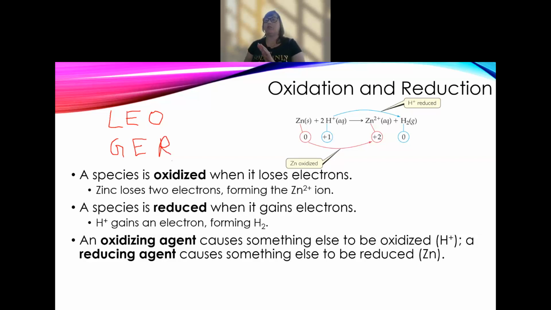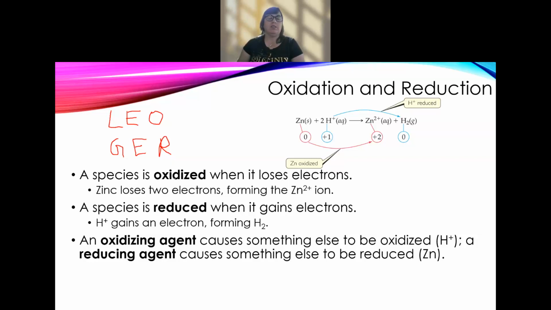So a species is oxidized when it loses electrons. A species is reduced when it gains electrons. So lose electrons oxidized is LEO. Gain electrons reduced is GER. And one of the things that we say is LEO the lion goes GER. So we remember lose electrons oxidized, gain electrons reduced. The other thing that I've heard is OIL RIG. Oxidation is loss, reduction is gain. So helping to remember, if I'm gaining electrons, that is my reduction. Okay, so that's what we're talking about there.